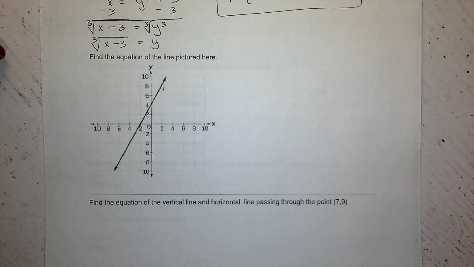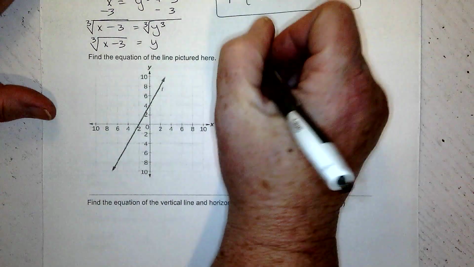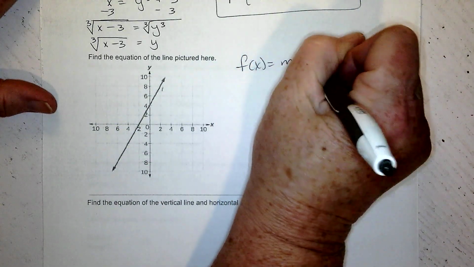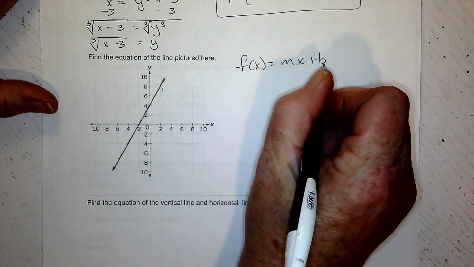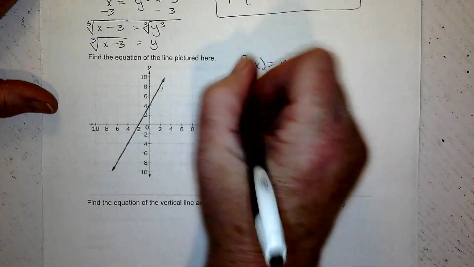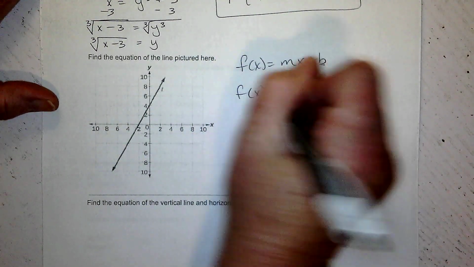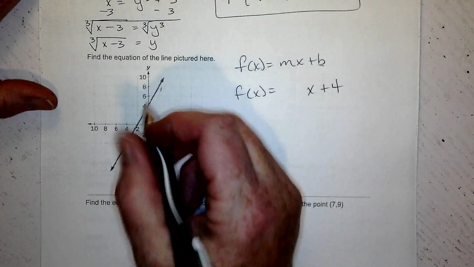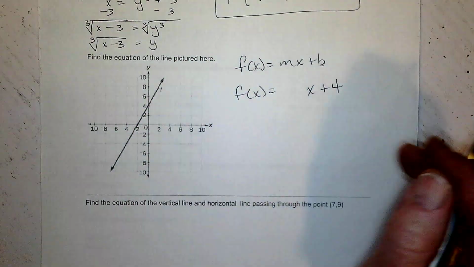Okay, we're going to find the equation of the line pictured here. The equation of a line, f of x is equal to mx plus b. B is my y-intercept. My y-intercept is 4, so plus 4. My slope, well, I can find it from here, or I can find it using 2 points.